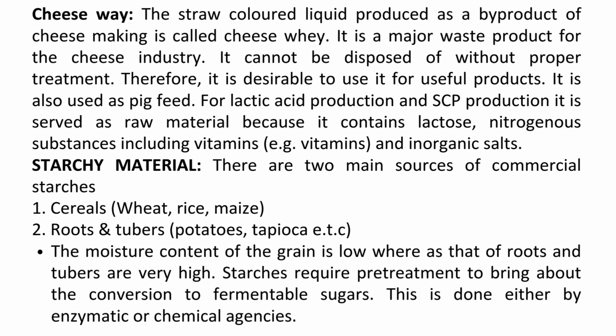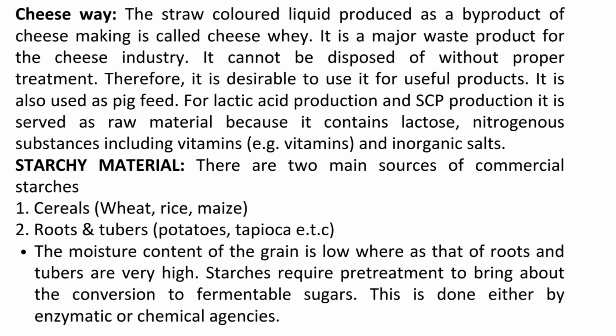Cheese whey, a byproduct of cheese making, is a major waste product. It contains lactose, nitrogenous substances, vitamins, and inorganic salts. It's used in lactic acid production and single-cell protein or SCP production. Next are starchy materials from cereals like wheat and maize, or roots and tubers like potatoes. These require pre-treatment, either enzymatic or chemical, to convert the starch into fermentable sugars.